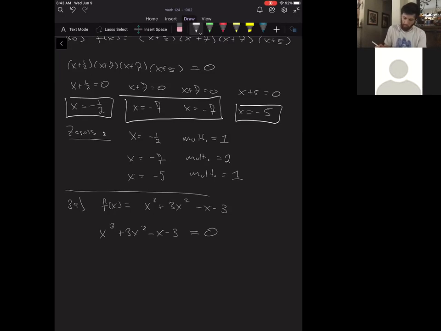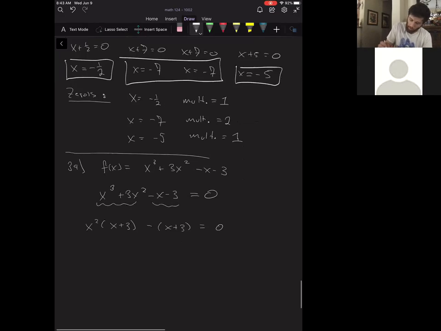So notice on this first term, we can take out an x squared. So we're going to group these two together. We're going to group these two together. From this first term, we can take out an x squared, and we're left with an x plus 3. In the second two, we can take out a minus sign, and we're left with an x plus 3.